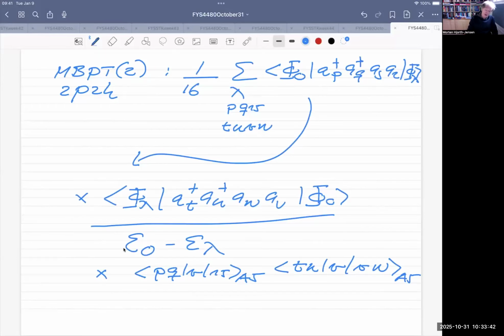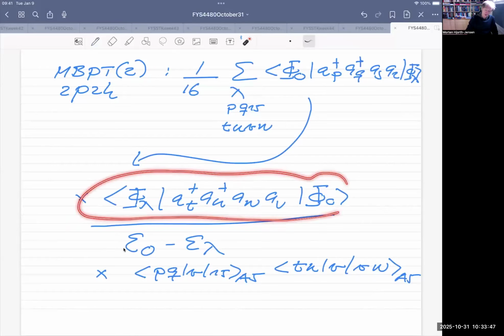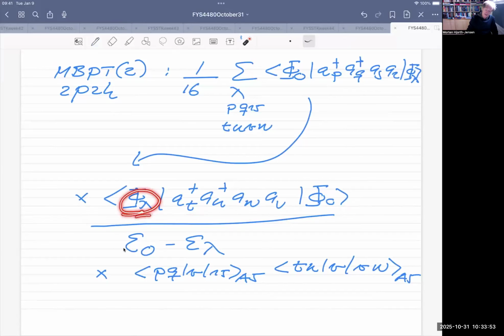And then we need to calculate these quantities here. This quantity and this quantity here. So just keep in mind one thing, that this state now is the same as the state which we have here. So that means that when we pick out a specific two-particle, two-hole state, then we need to look at the same state here and the same state here.